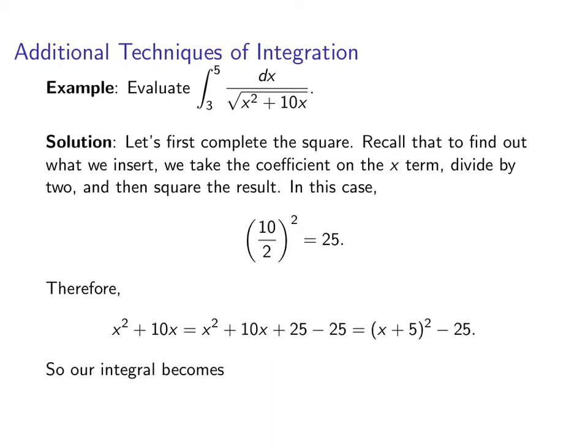Okay, so that turns into x plus 5 quantity squared minus 25. So now let's look at what our integral turns into. We change the radicand from x squared plus 10x into x plus 5 squared minus 25.